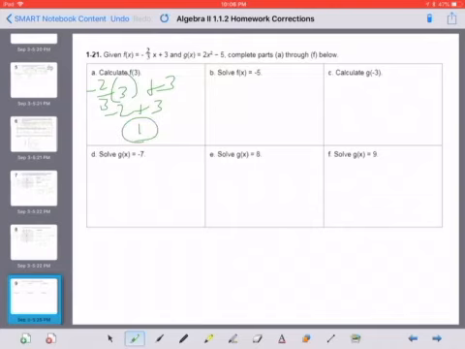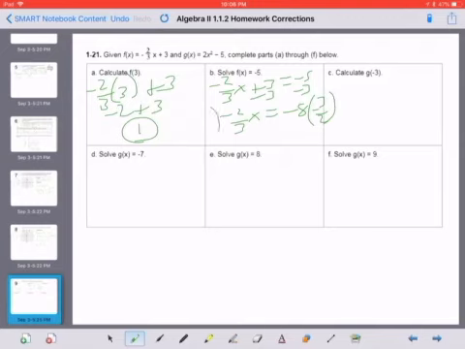In B, we're solving when it's equal to -5. So we have -2/3 x plus 3 equals -5. So if we subtract 3 from both sides, we're going to get -2/3 x equals -8, times the inverse. These cancel. And I get x equals 12.